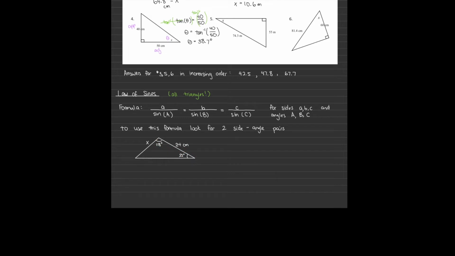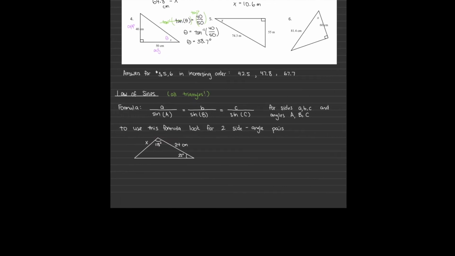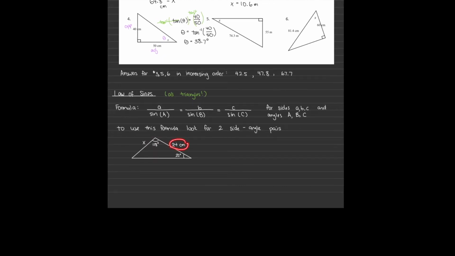And then I need another complete pair to compare it to, right? So I could use this angle, but I don't have any information about the side opposite it. And I could use this side, 24, but I don't know anything about this angle. So I need to find an extra piece of information in order to be able to use the law of sine on this triangle. That extra piece of information is triangle angle sum.